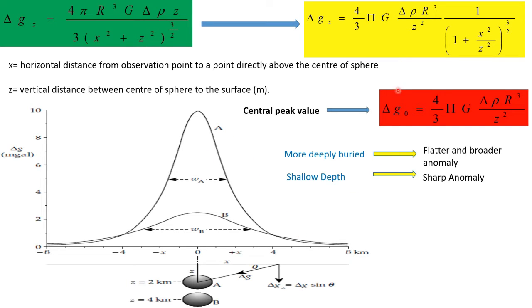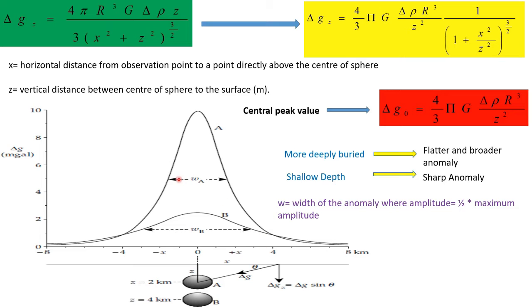Okay, you can see that the central amplitude, the peak value at x equal to 0, is dependent on delta G0, that means it is dependent on the radius of the sphere. So the more the radius of the sphere, the more the density difference, I mean the mass anomaly, the mass excess, delta rho, is directly connected to mass excess, the more will be the amplitude of the anomaly of the sphere. So for A, the amplitude of the anomaly is more because Z is less. For B, the amplitude of the anomaly is less, but it will be broader than A.